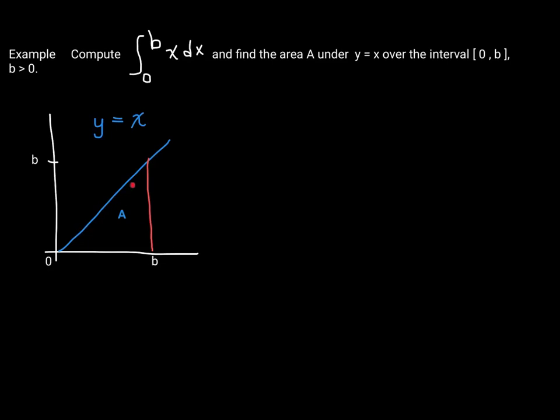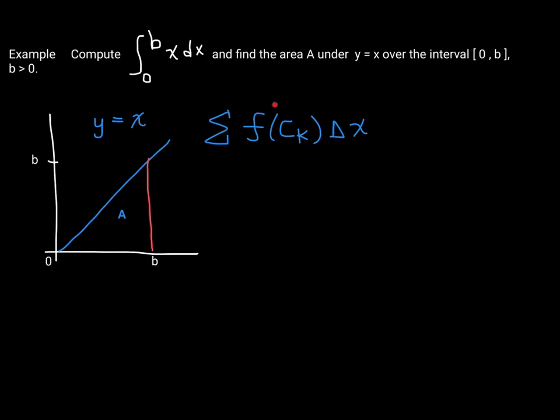There are a couple of different ways we can do this. This area is a triangle, and we have a traditional formula for the area of a triangle. But let's see if we can compute the area using the limit of Riemann sums. So we're going to evaluate the sum of f of c sub k times delta x, right?